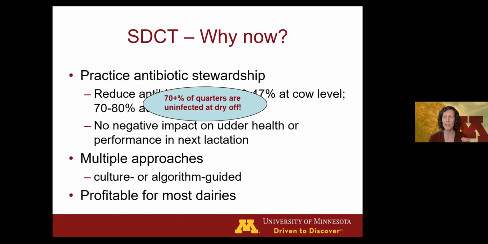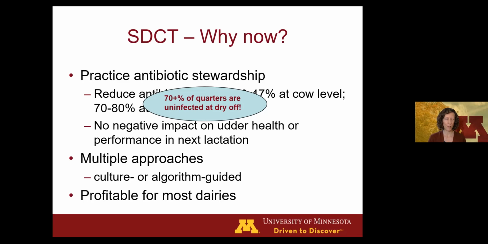So here's what that means. That means that 70+% of quarters are not actually infected at dry off. And this is one of the major reasons why we're talking about this right now. When blanket dry cow therapy was a common recommendation, the prevalence of infection at dry off was much higher. So it made a lot more sense to just treat everybody at the time of dry off. We had a much higher prevalence of contagious pathogens at that time as well that really benefited from antibiotic dry cow therapy. That's not really the case anymore.